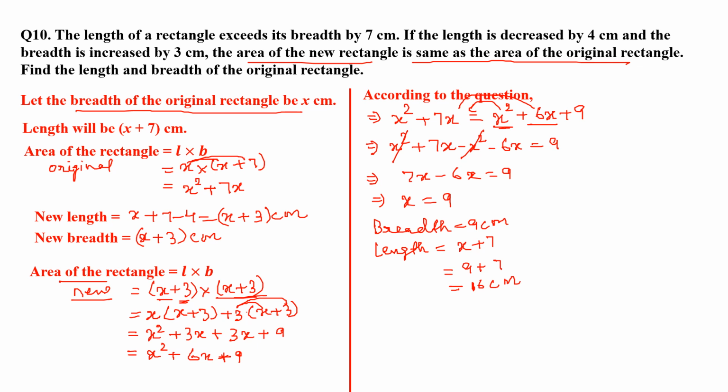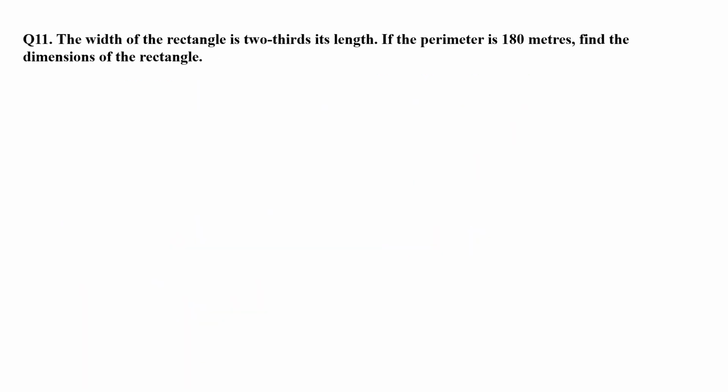Okay. So now I am moving to question number 11. Now question number 11. The width of the rectangle is 2/3 its length. If the perimeter is 180 meters, find the dimensions of the rectangle. Okay, so here the relation is given for width and the length. Width is the same as the breadth of the rectangle.